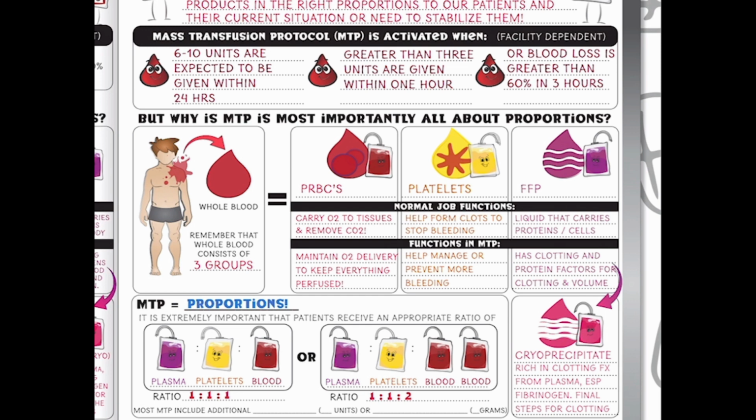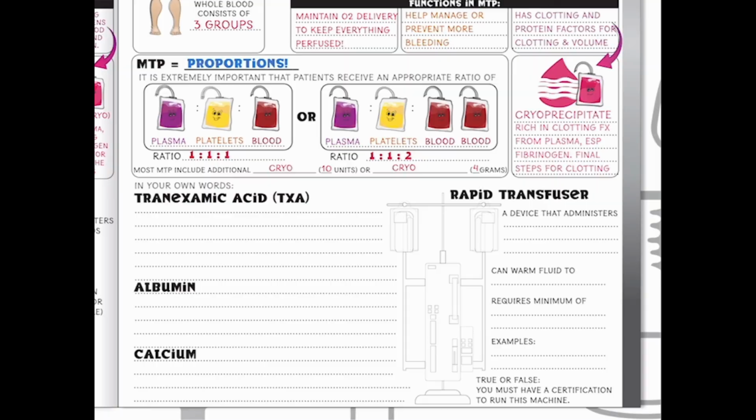Most MTPs include additional cryo, that cryoprecipitate. They want 10 units or potentially cryo of 4 grams. So this isn't it. Just because we are completing our whole blood, there's still typically stuff that we want to give or remember or do when we're in the middle of something like an MTP situation in our patient. So we want to get familiar with these terms.